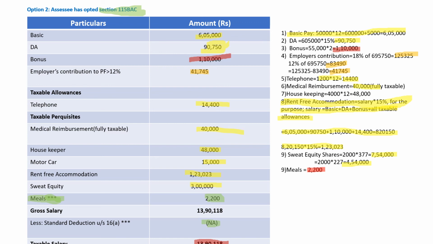So I think you have observed what option 1 has given as the taxable salary and what option 2 has given. If you have opted option 1, then you need to take the standard deduction mandatorily. If you have opted 115 BAC, then standard deduction is not applicable, and this is the main difference between section 115 BAC opting and non-opting SSC.